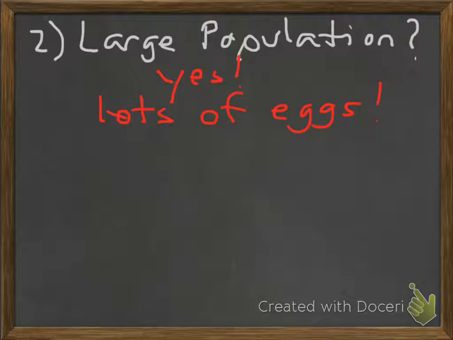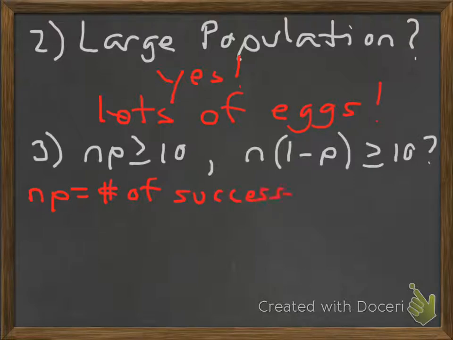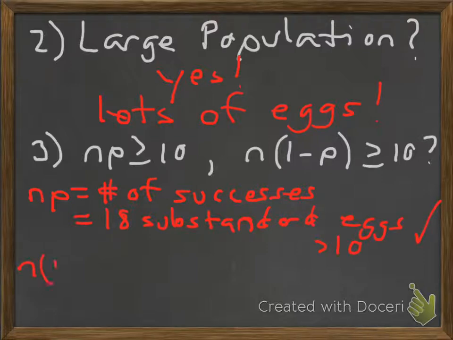The part that's really mathematical and we have to worry about are these np greater than or equal to 10 and n(1 minus p) greater than or equal to 10 conditions. And those are nice little formulas, but really the way you should think about those is as number of successes and number of failures. So are the number of successes greater than 10? Well, the number of successes here are the number of substandard eggs, and we collected 18 of those, and that's greater than 10, so we're in good shape there.